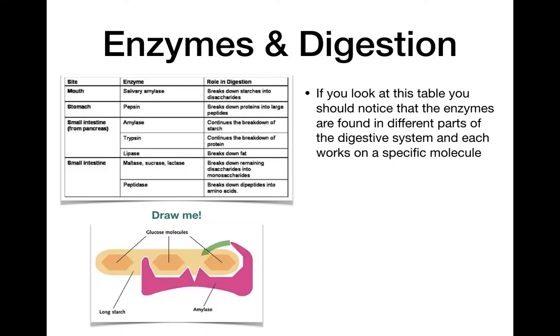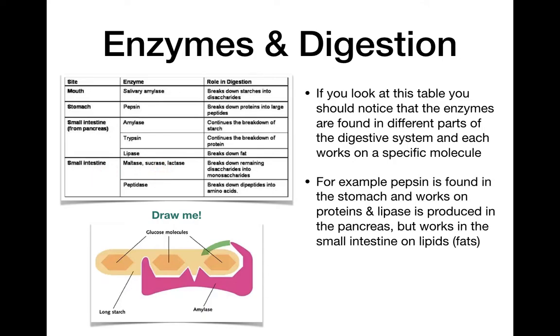Okay, that's better. So each enzyme, if you notice here, they're in different parts of the system. So we have some in the mouth, the stomach, the small intestine produced in the pancreas, and small intestine produced in the small intestine, and they all work on specific molecules. Okay, so the example we just talked about, here we are again. Pepsin in the stomach works on proteins. And then lipase works on fats, but it's produced in the pancreas, and this happens in the small intestine.